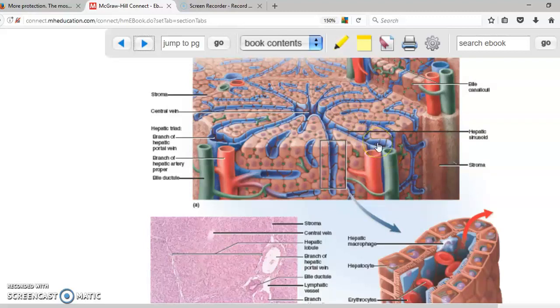This vein right here is the branch of the hepatic portal vein. This artery right here is the branch of the hepatic artery. And this bile ductule right here is the one that is going to collect the bile. So very important: hepatic triad, hepatic lobule, hepatocyte, each one of these little cells. In the middle, you have the central vein. In addition to that, you also have Kupffer cells, which are the cells that are going to digest debris and microorganisms. So the Kupffer cell is part of your lymphatic system or your immune system.